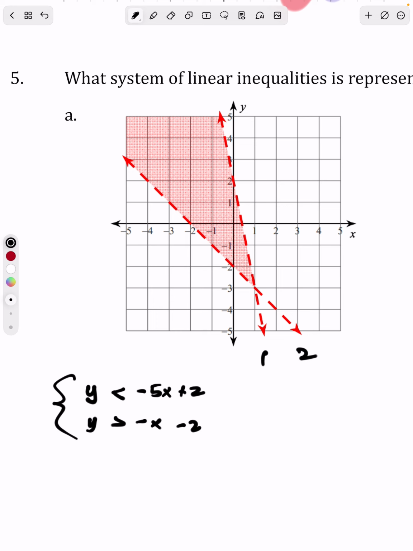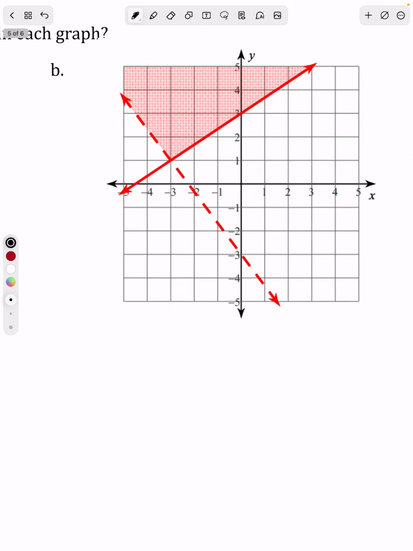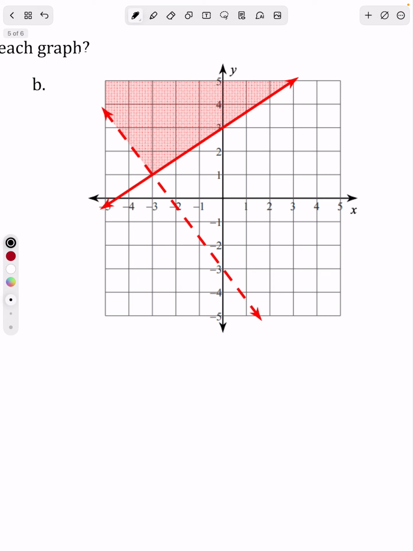That's my system. Nice and easy, right? B, same deal. I'll do the solid line first. We're going to call that line 1. That has a y-intercept of 3 and a slope of 2/3. So y greater than or equal to, I'm shading above, 2/3 x plus 3 for inequality number 1.